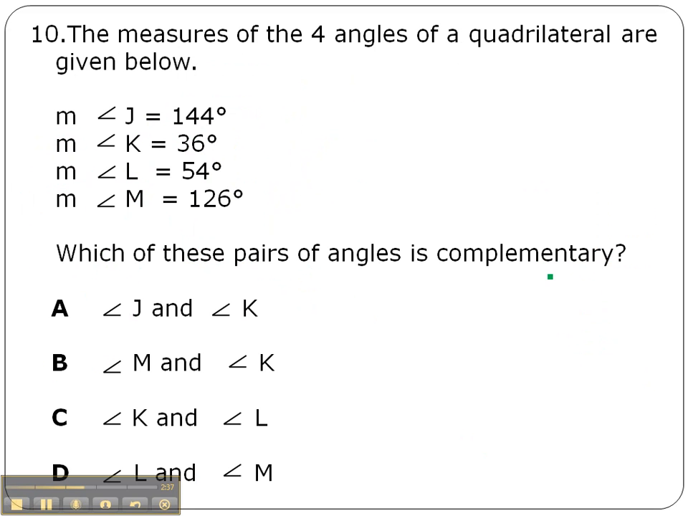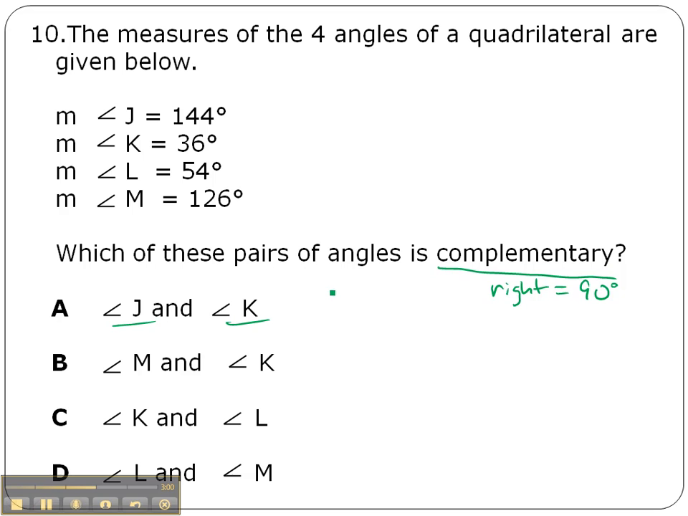Okay, problem 10. The measures of the 4 angles of a quadrilateral are shown below. Which of these pairs of angles is complementary? Remember the way to remember complementary: a complement is the right thing to do. So right, when you think of right, you think of a right angle, which is 90 degrees. So we're looking for 2 angles that add up to 90 degrees.